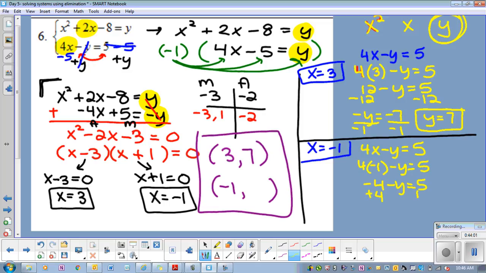Add the 4. Now I have negative y equals 9. We don't leave it as negative y. Y equals negative 9. Yes? Oh my goodness, that would be the longest type of problem that you would get. Okay? All right.